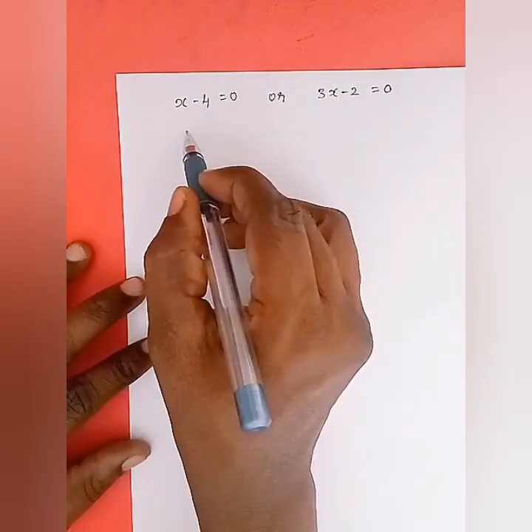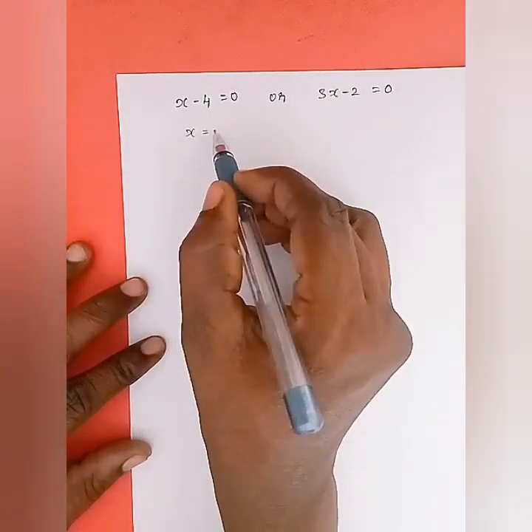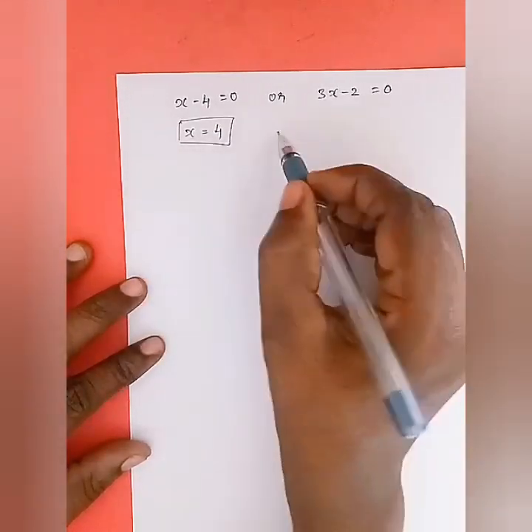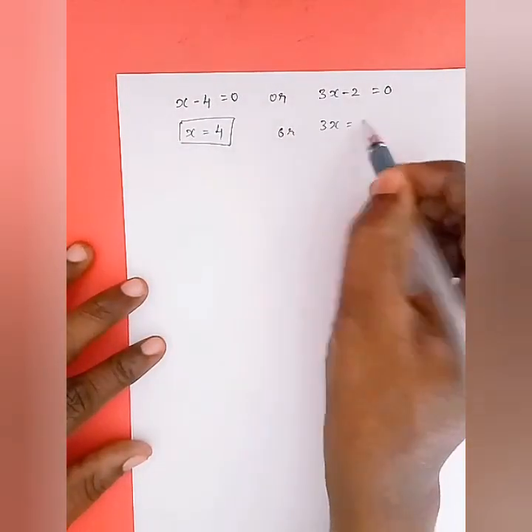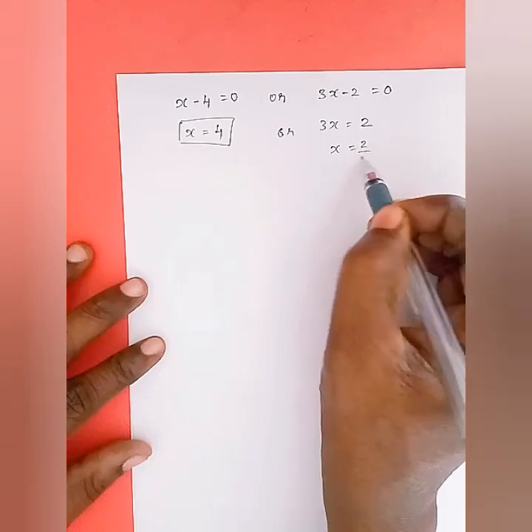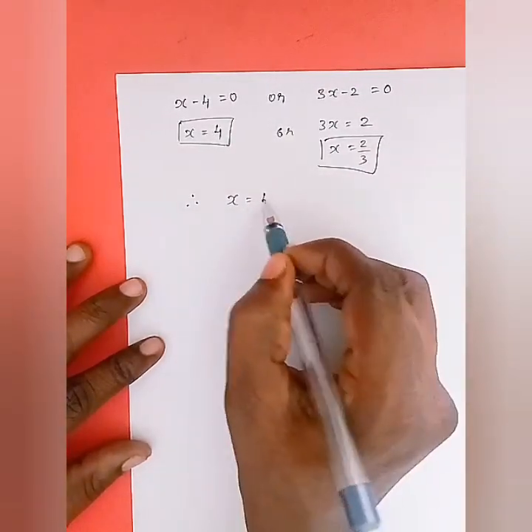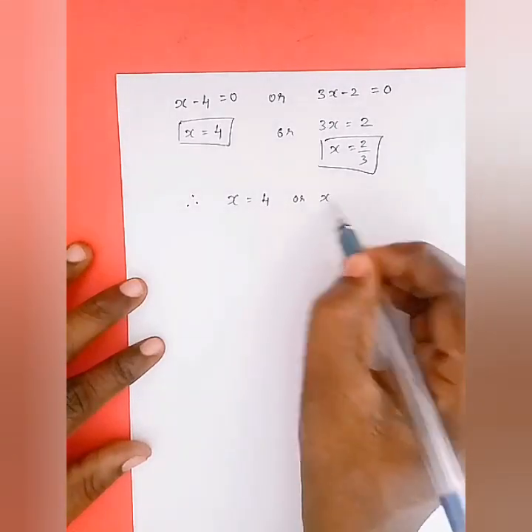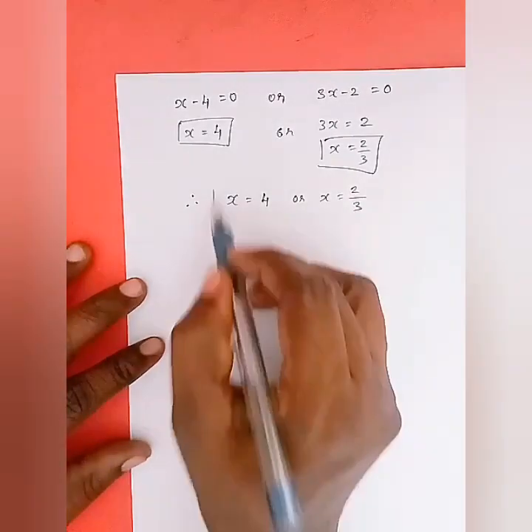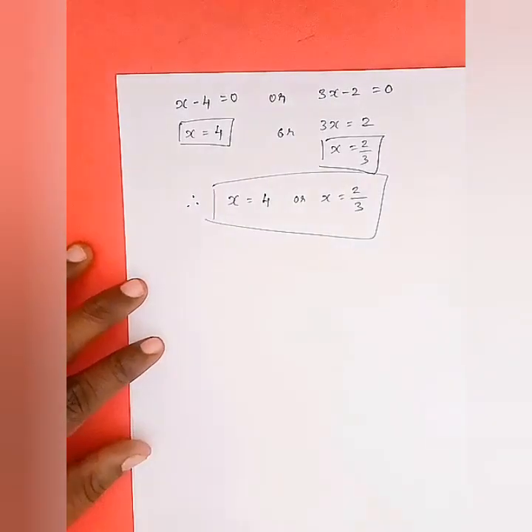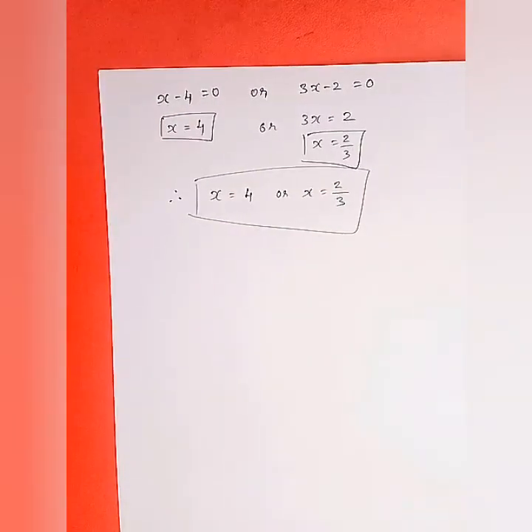Now we can solve the linear factors, that is x is equal to 4 or 3x is equal to 2, x is equal to 2 by 3. Therefore we got two solutions, x is equal to 4 or x is equal to 2 by 3. So these are the solutions for this quadratic equation.